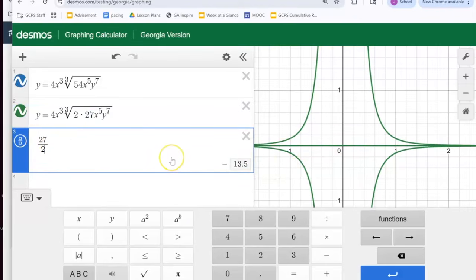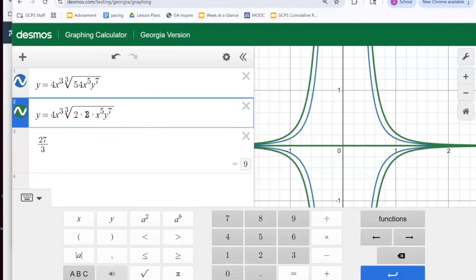Does that work? It does not. So I'm going to check 3. That works. So 27 gets replaced with 3 times 9.